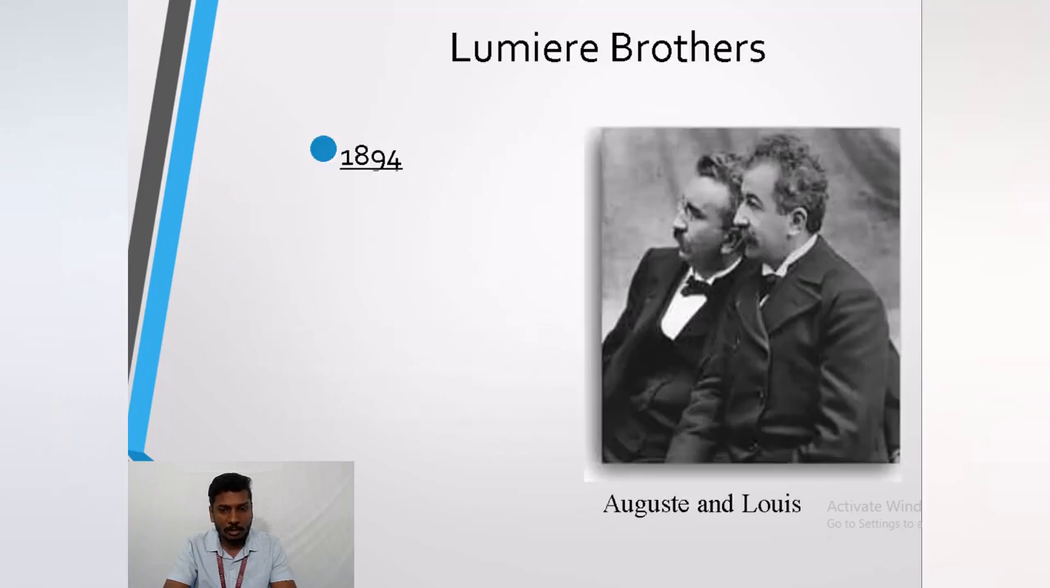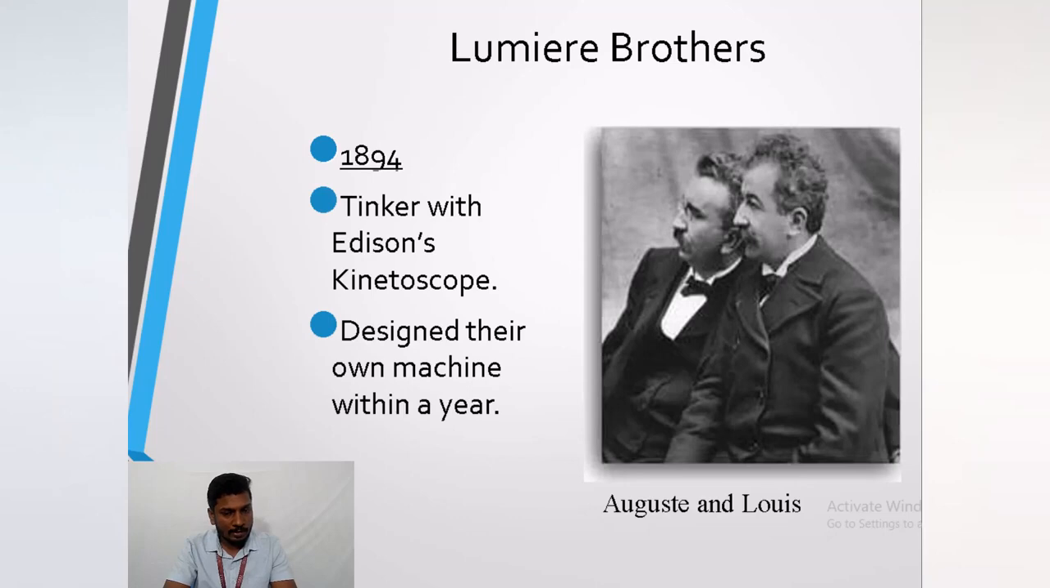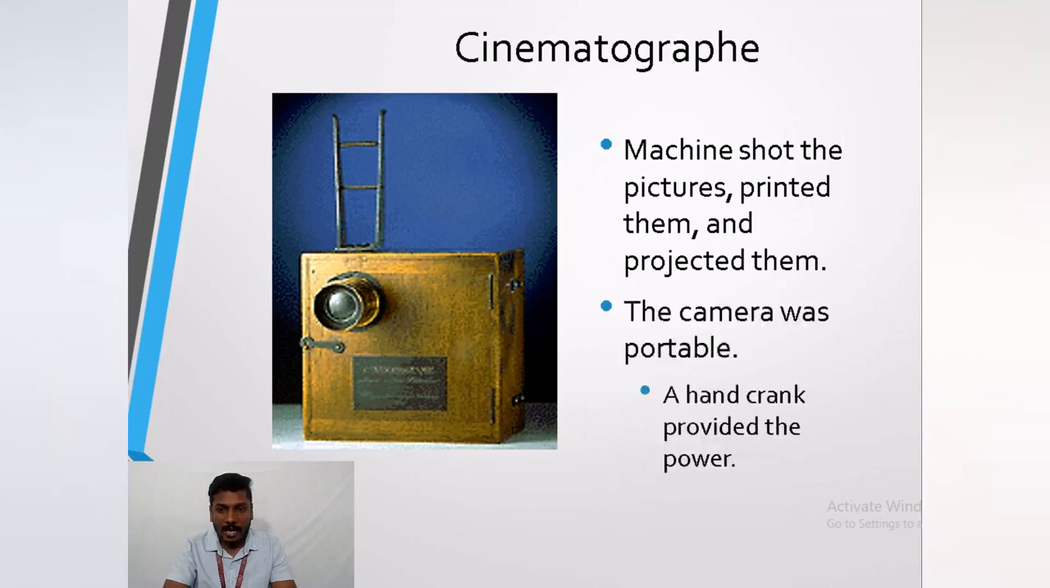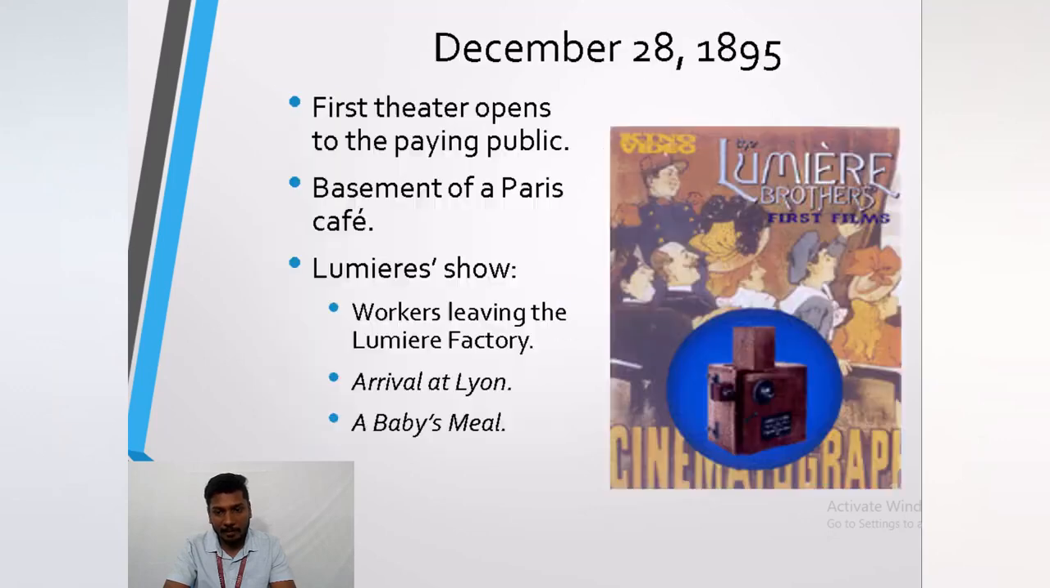The Lumière brothers, Auguste and Louis, 1894. Tinkering with the Edison kinetoscope, they designed their own machine within a year. The Cinématographe shot the pictures, printed them and projected them. The camera was portable, and a hand crank provided the power. December 28, 1895: the first theatre opened to the paying public.